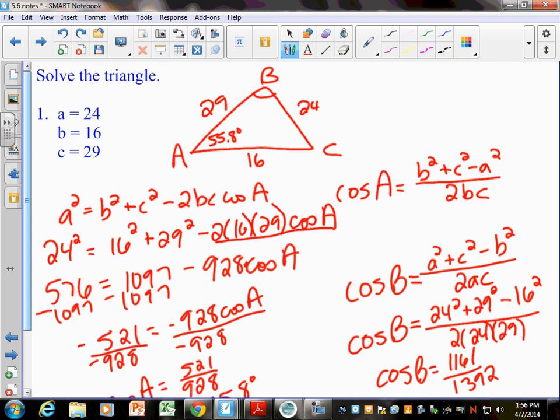Don't get freaked out if you get a negative number there, because remember that inverse cosine of a negative number just means you're going to be in quadrant 2, which means it's going to be an obtuse angle, so don't freak out too much if that happens. You shouldn't get a negative angle, but you can have a negative value there. I'm just typing that directly in my calculator, inverse cosine, and I get like 33.5. Did you get that?